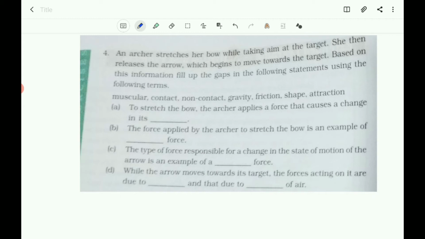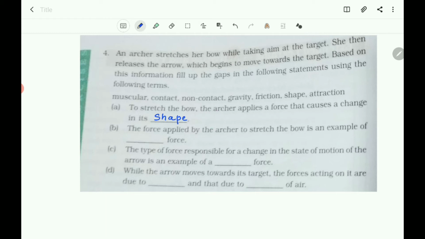First one is, to stretch the bow, the archer applies a force that causes change in its blank. You know that here the bow bends, and that is nothing but a change in the shape of the object, that is change in its shape. Here by stretching, the shape of the bow changes. So here the force is applied which causes change in its shape. So you can write it is shape.